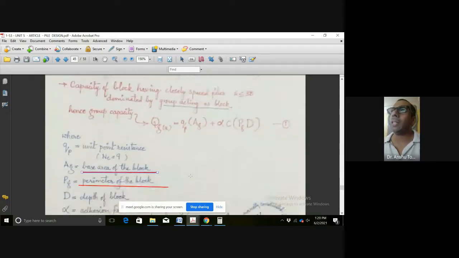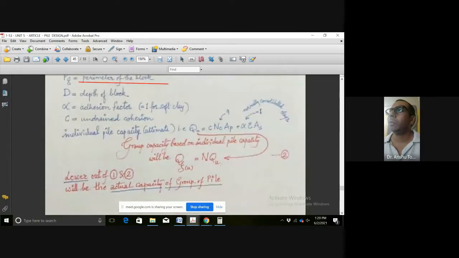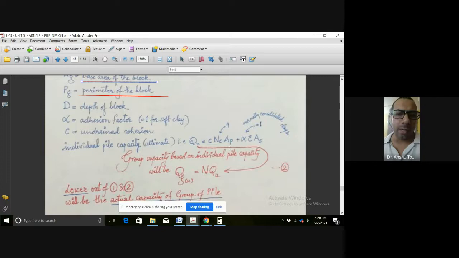As I have written here, take the lower out of 1 and 2. From this you are finding the capacity of the block, and from here you are doing n into QU, the number of piles into the capacity of the single pile. Whichever of the two comes out lower, we take that, because we have to be on the conservative and safer side. We can never assign a higher value. If we take a higher value, our design will be unsafe and the permissible stresses will be hugely exceeded.